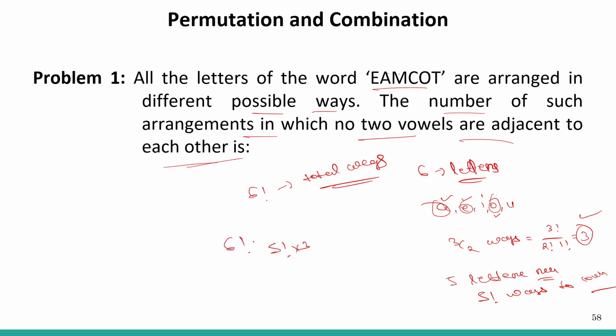And in total we have 6 factorial ways. Subtracting that from this, because in this, at least 2 vowels are together, what we are left with is all the cases where no vowels are together. So this is 6 into 5 factorial minus 3 into 5 factorial. So it will be 3 into 5 factorial. This much amount of ways are there where no two vowels are adjacent to each other.